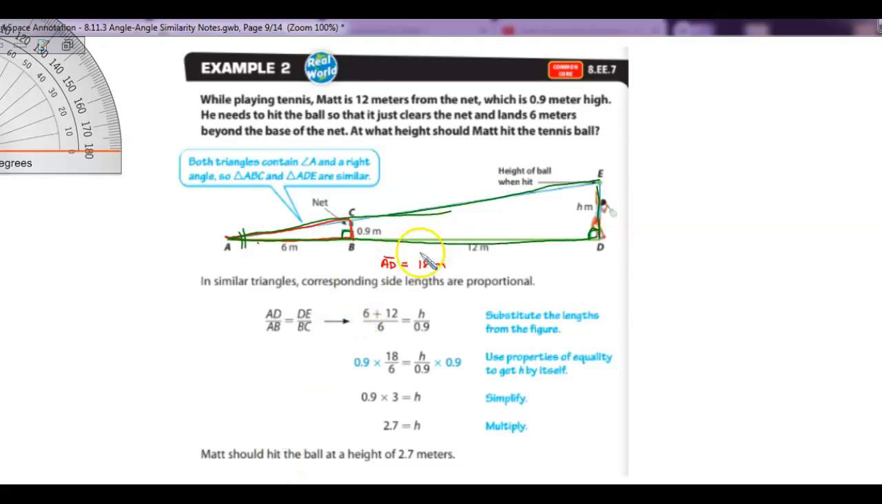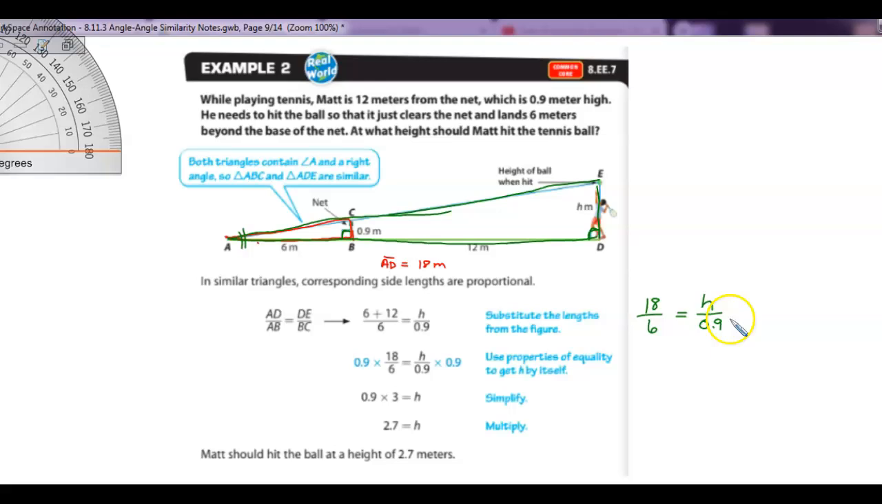So I know that this side is proportional to this, and this height is proportional to this. And I can use that to determine at what height he needs to hit that tennis ball. So I have my 18 for my long side, so it's 18 over 6 is equal to my BC here, so little triangle, and my big triangle is H.